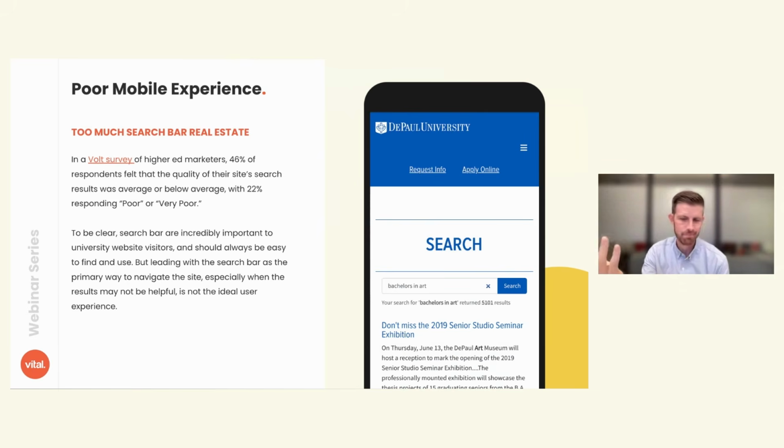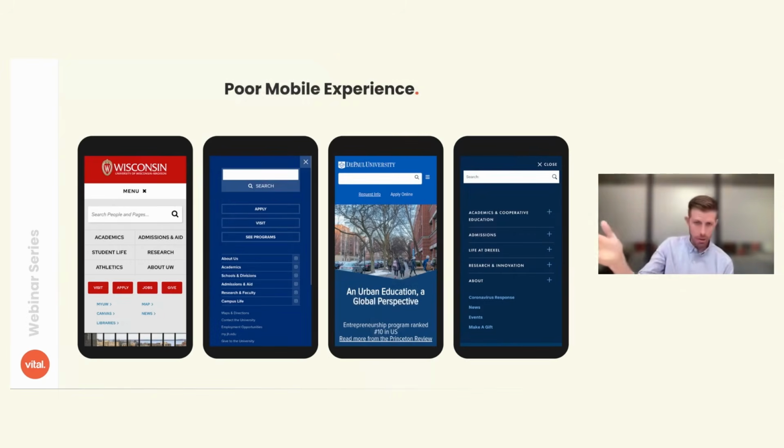Not the best result, especially if that's my first interaction with the site and I don't find what I need. By taking up that much real estate, and we see it across lots of higher ed websites, prominent real estate in the main nav on mobile, basically just begging people to use it. That might not be the way we really want people to navigate our site. We want to control that navigational experience the best that we can, if possible.